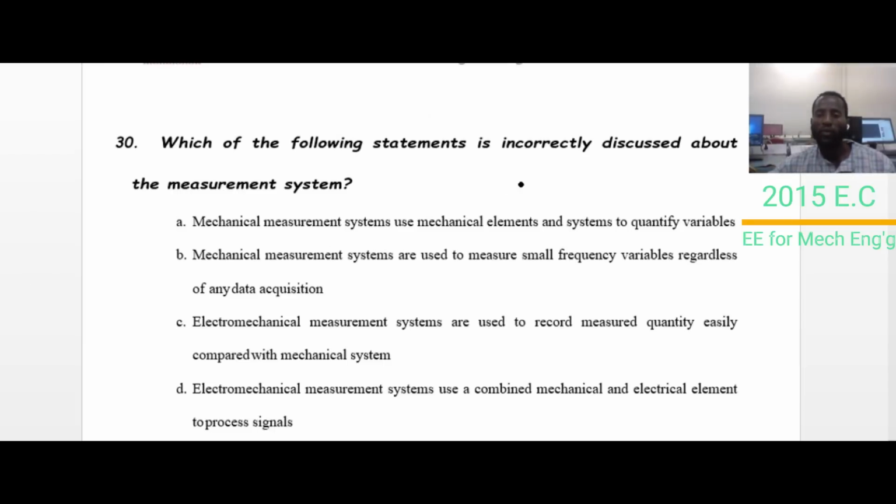Next, which of the following statements incorrectly discuss the measurement system? So from the given list, which one is incorrectly discussed about the measurement system? A. Mechanical measurement systems use mechanical elements and systems to quantify variables. B. Mechanical measurement systems are used to measure small frequency variables regardless of any data acquisition. C. Electromechanical measurement systems are used to record measured quantities easily compared with mechanical systems. D. Electromechanical measurement systems use combined mechanical and electrical elements to process signals.